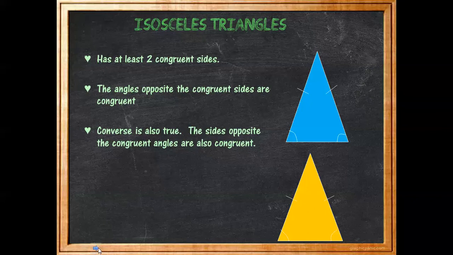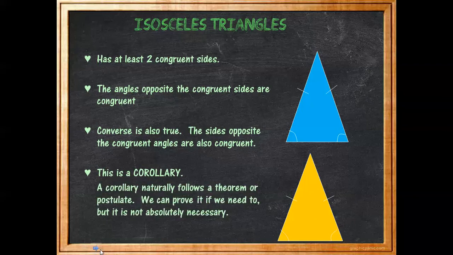So regardless of which one we're given, if we're given an isosceles triangle with two congruent sides, then we know that the opposite angles are congruent. Or if we're given an isosceles triangle with two congruent angles, then we can also say that the sides are congruent. This is called a corollary, okay? A corollary is a naturally flowing statement that comes from a theorem or postulate. So we can prove it if we need to, but it's not absolutely necessary.